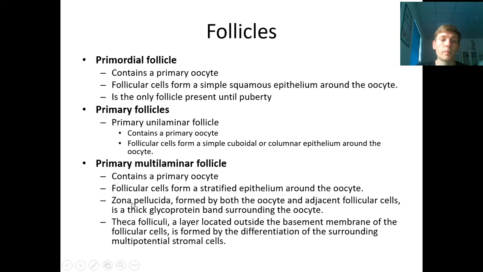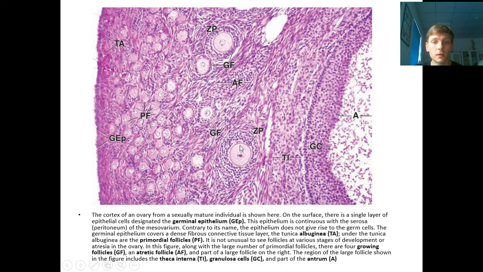Then, the zona pellucida, formed by both the oocytes and adjacent follicular cells, is a thick glycoprotein band surrounding the oocyte. What is the zona pellucida? So here is ZP, zona pellucida. By thickness and by its properties, it resembles cartilage. It's a thick membrane which contains a lot of collagen.